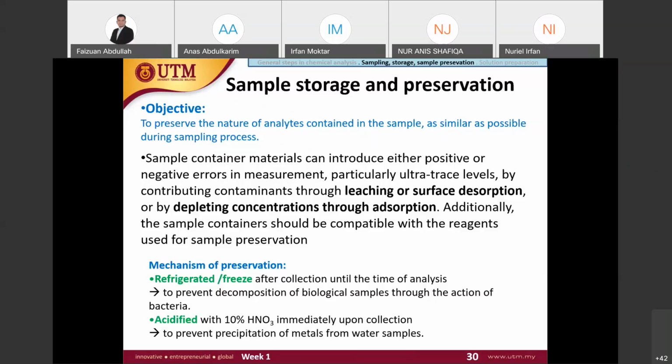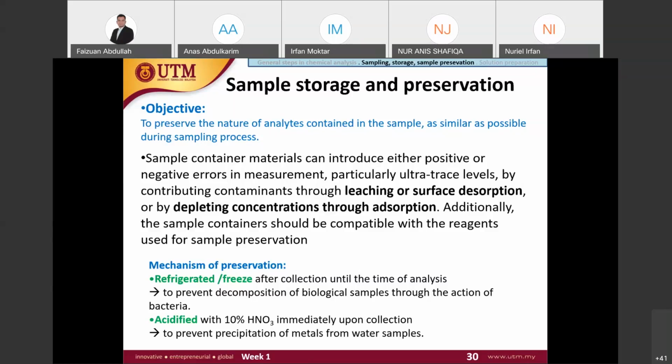So the first one: sample container materials can introduce either positive or negative errors in the measurement. The container itself, either plastic or glass, depends on the type of our sample. It could introduce negative errors in the measurement, especially at the ultra trace level. If we want to analyze, for example, metals at part per billion level, a very small level, of course any errors could have a negative impact on our result.